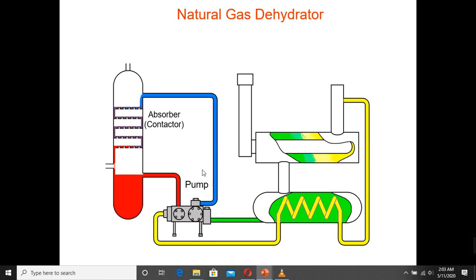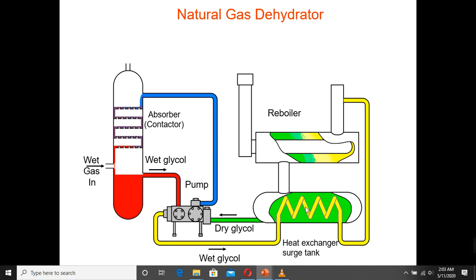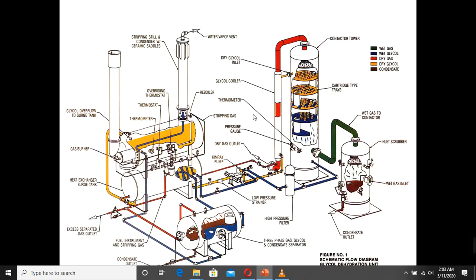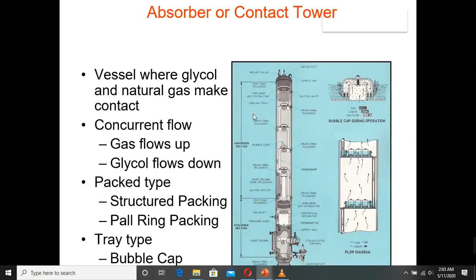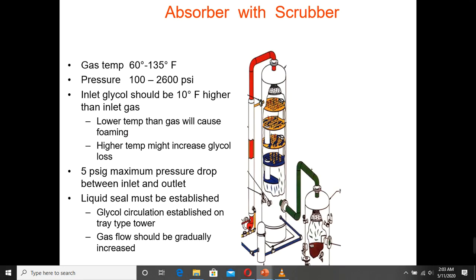Now, here is the process: absorber, pump, heat exchanger, because this rich glycol goes here. Reboiler: wet gas goes in, dry gas goes out, wet glycol flows here, and after the reboiler boils it, the water is removed from the glycol and the dry glycol goes back here to the absorber tower. Like that. This is the process. So this is the main absorber tower where glycol and the wet gas meet each other and they sort it out.